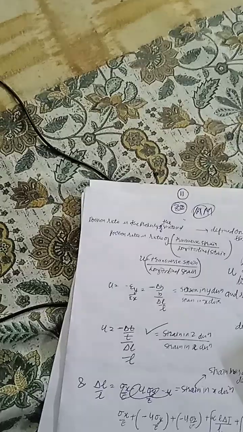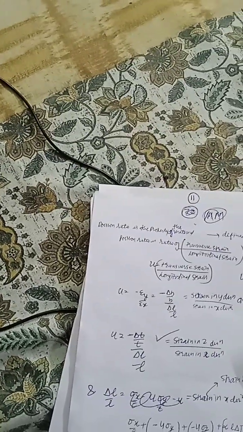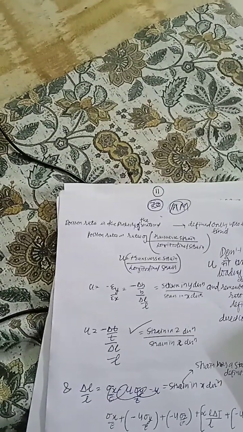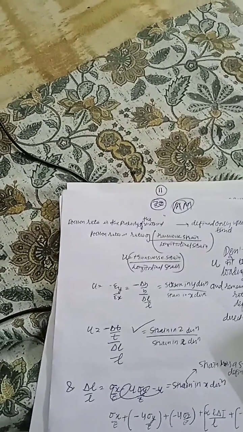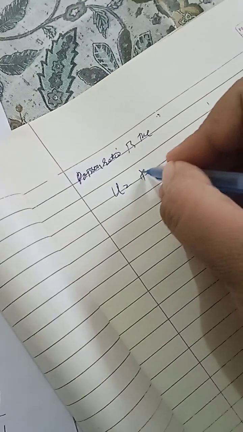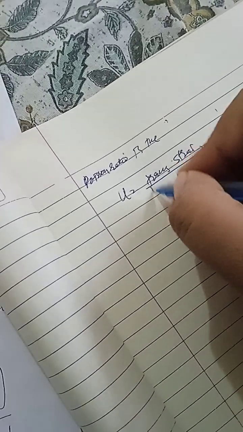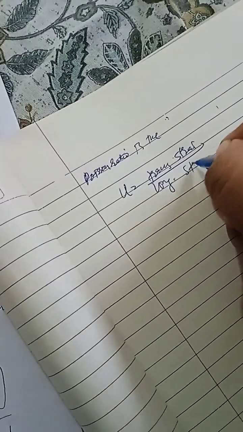The important concept of Poisson ratio. First of all, Poisson ratio is the property of the material, and Poisson ratio is only defined up to the elastic limit. So Poisson ratio is only valid in the elastic region. The definition of the Poisson ratio is transverse strain divided by longitudinal strain.